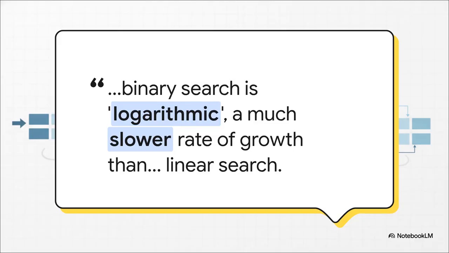The words here are really important. Linear growth means the work just keeps piling on. But logarithmic growth, that's the magic word. It means the work increases so slowly, even when the list gets gigantic. In the world of software, you almost always want to be on that logarithmic path.